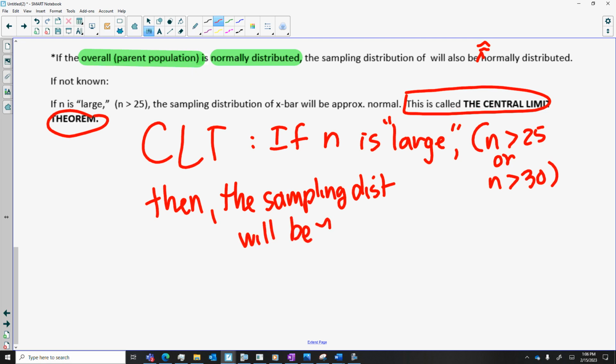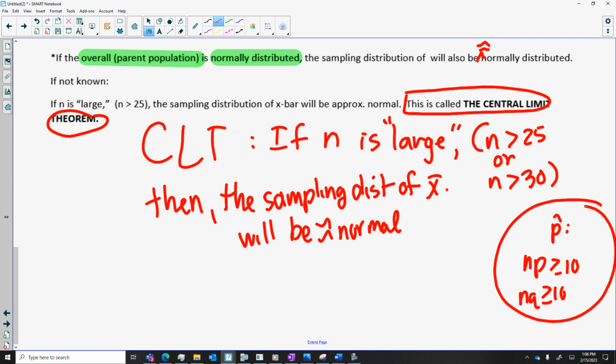Now, you're probably thinking, well, this is a different rule than we did in the p-hats. And you're right, because with the p-hat rule, for p-hats, we did np and nq have to be greater than or equal to 10 for it to be approximately normal, right? But remember, we don't have p, so how are we going to do np and nq if we're talking about means? We can't do it for means. So we have to do a different rule of thumb for this, okay?